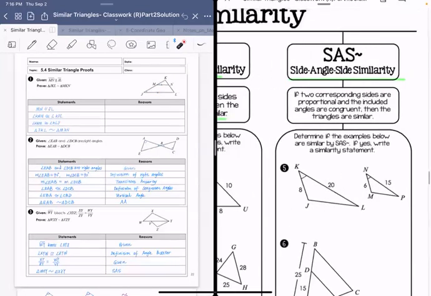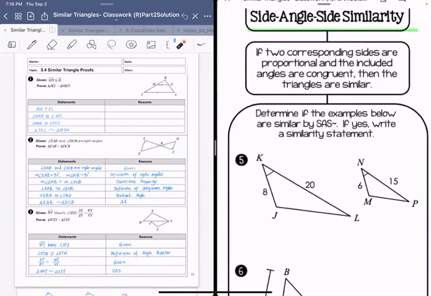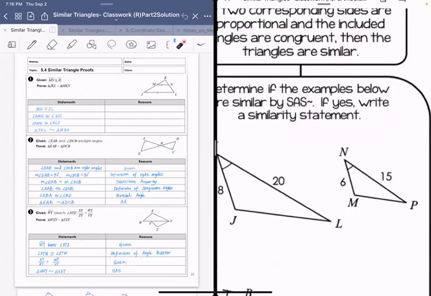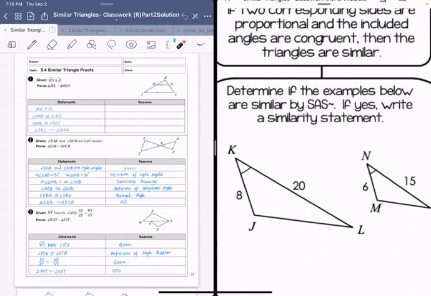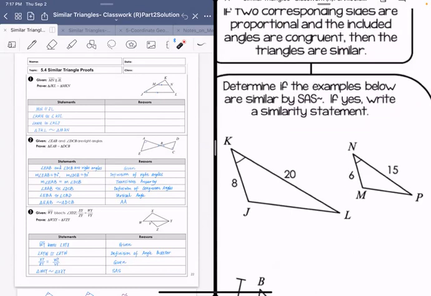The last one, if you were only told 2 sides, look at here, 8/6 is 20/15. And then you have this angle K and angle N congruent. You can conclude that these 2 triangles are similar. If they didn't tell you angle K and angle N, they told you angle L and angle P, then you cannot say they are similar because the angle has to be within these 2 sides. The angle in SAS means between these 2 sides, okay? So that's the 3 theorems we have learned.